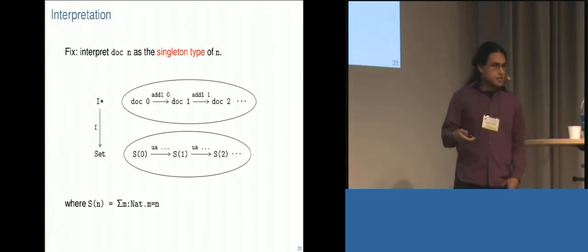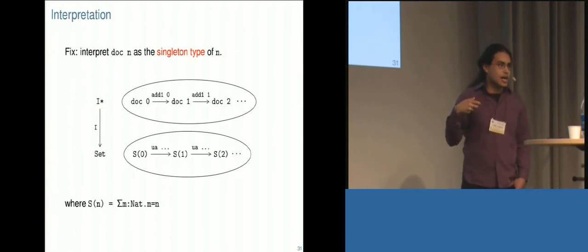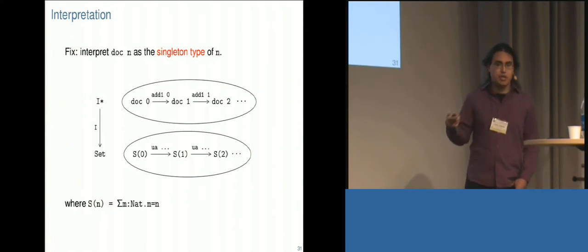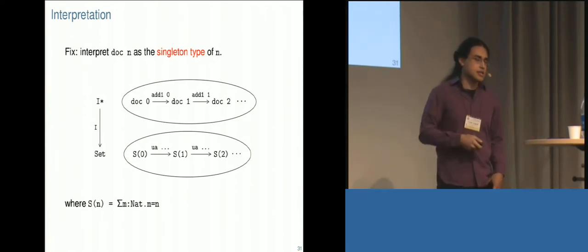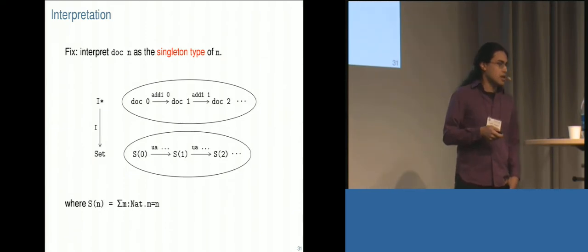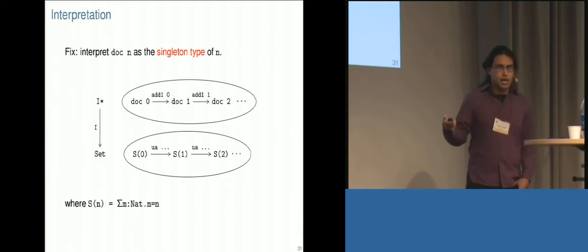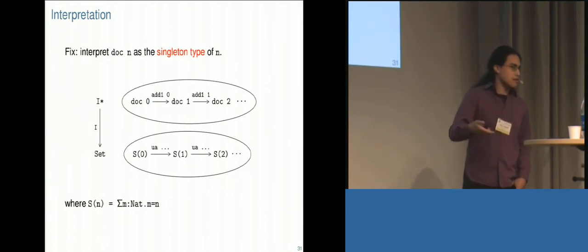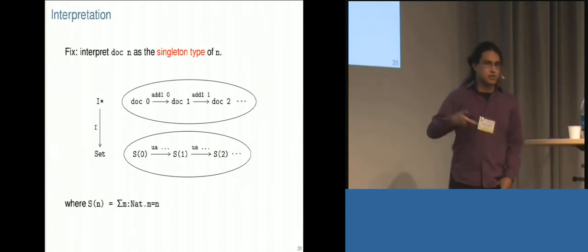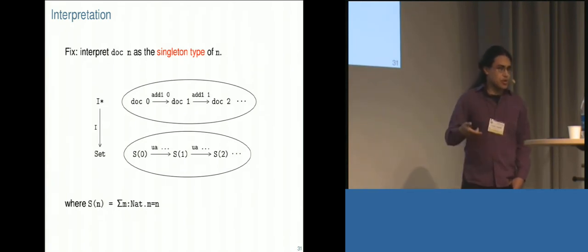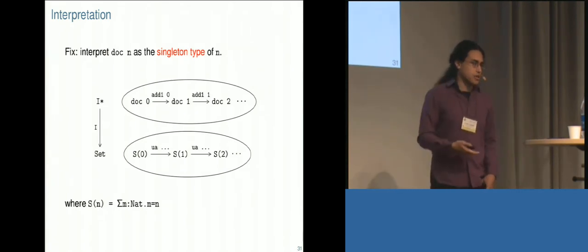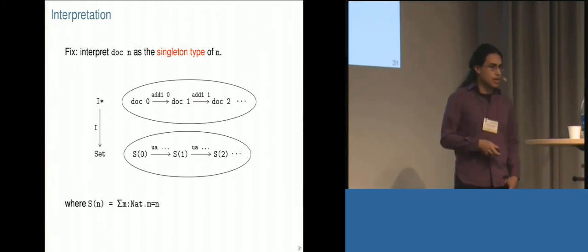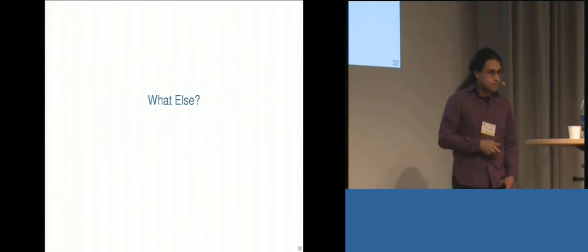All right, so the fix is going to be that we interpret every Doc n point as the singleton type of n, which is just a type that only contains n in it, essentially. If I interpret Doc n as singleton of n, then I need to interpret, for example, add one here from Doc 0 to Doc 1 as a bijection between singleton of 0 and singleton of 1. But these are both one-element sets, so there is a bijection there. So everything works out, and it's great.